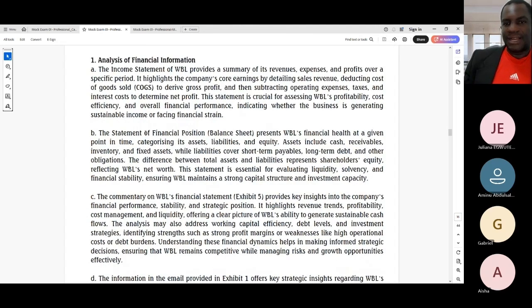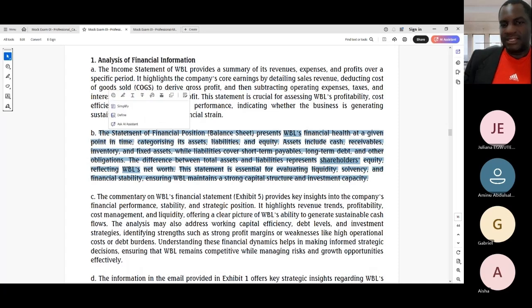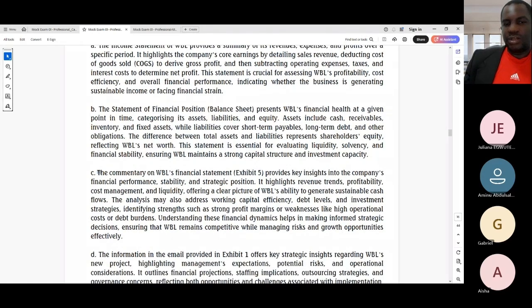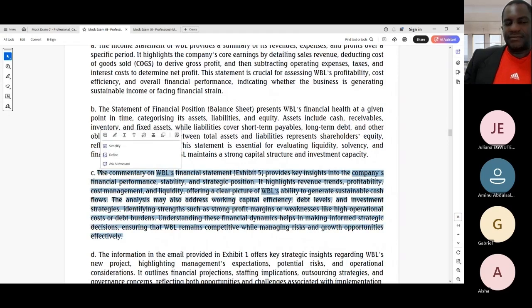Number 2, we're talking about the balance sheet, the financial health at a given point, talking about the categories. If you want to bring figures, you can bring them in. But don't forget this section is for discussion. And each header has 4 marks. So superior achievement, if you talk about 3, you pick 3 marks. Now, number 3, we said the commentary on the financial statement, Exhibit 5, provides insight into the company's financial performance, stability, and position. So we're just speaking to what is in the exhibit here, using data and information.